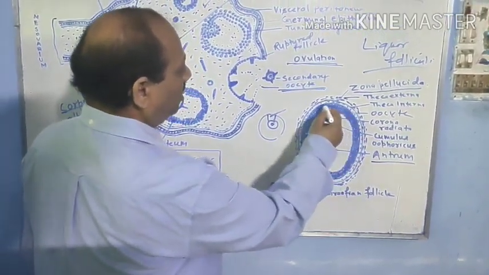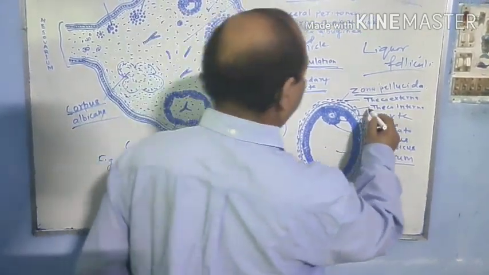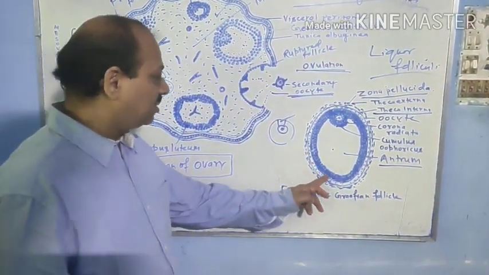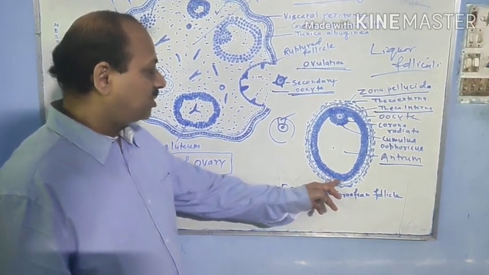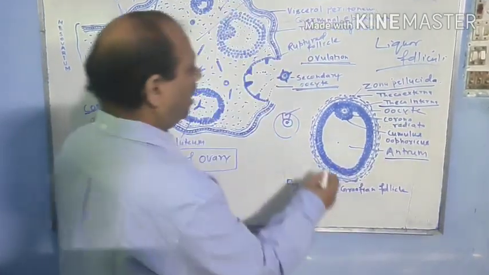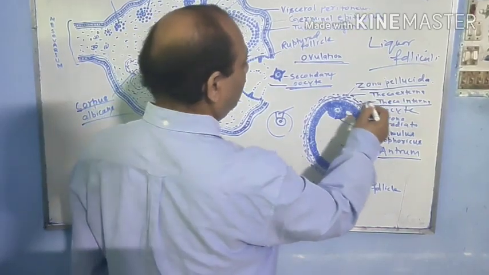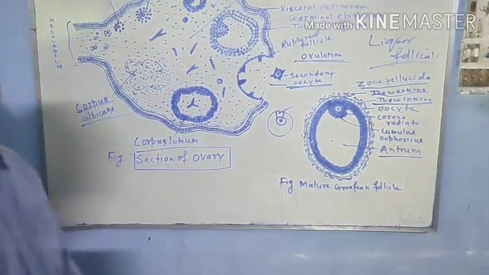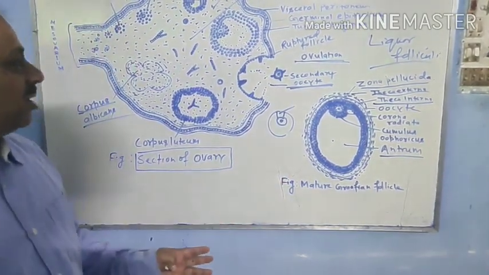Membrana granulosa is also surrounded by a membrane known as theca interna. This internal layer is located after the membrana granulosa. Theca interna is surrounded by a thick layer known as theca externa. This is the structure of mature follicle.